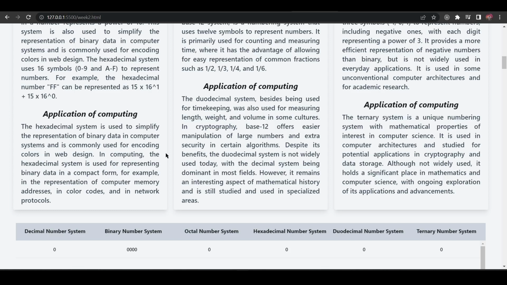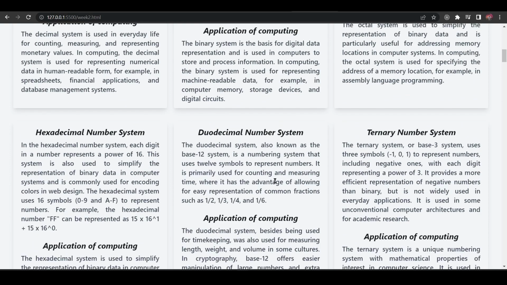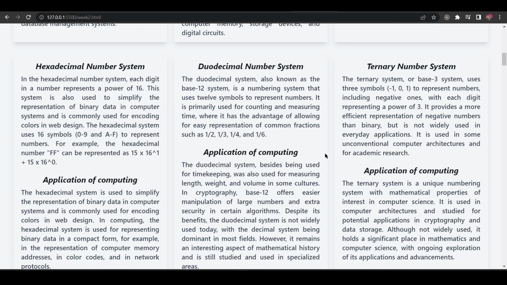So in computing, the hexadecimal system is used for representing binary data in a compact form. So example niya is the representation of computer memory address, the color codes para do sa web design, at network protocols. So the next is the duodecimal number system.